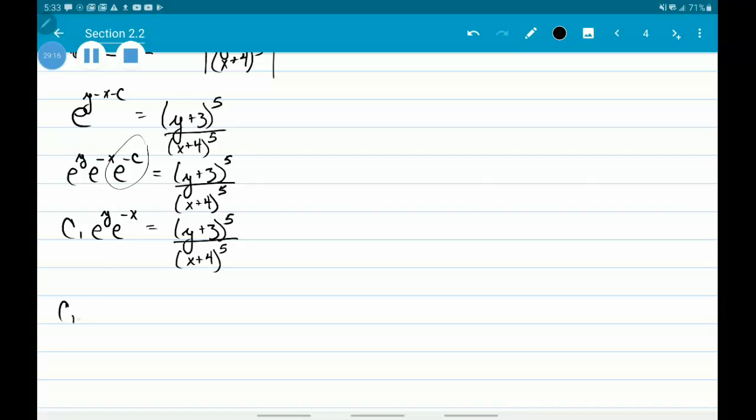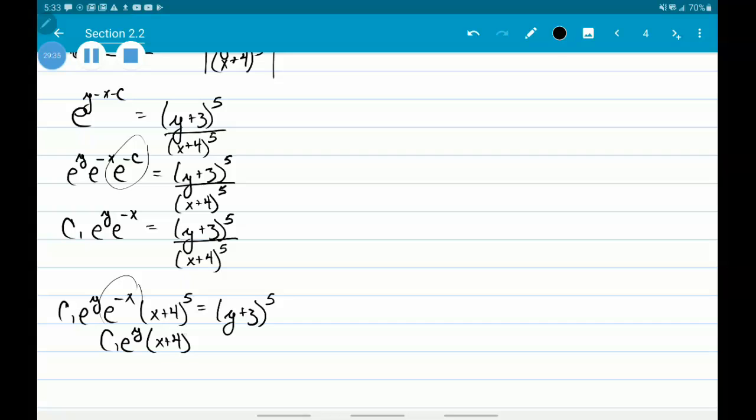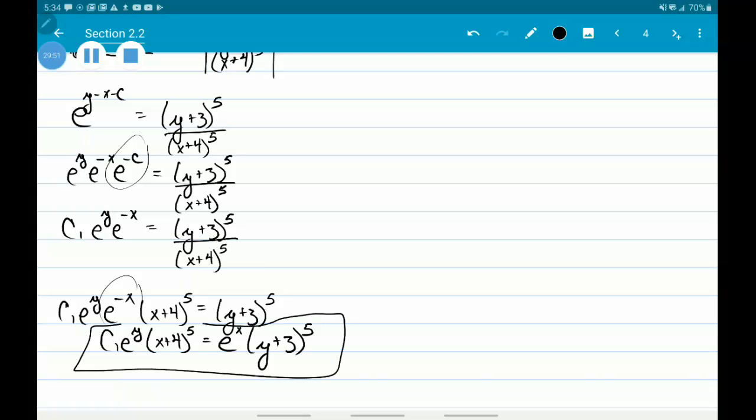So now we have C1 e to the y, e to the negative x, times x plus 4 to the 5th, is equal to y plus 3 to the 5th. I don't like to leave negative exponents, so we could move this term to the other side. When we do that, it becomes positive. We would divide both sides by e to the negative x and then move it to the numerator from the denominator. So there's our last example, there's our solution.